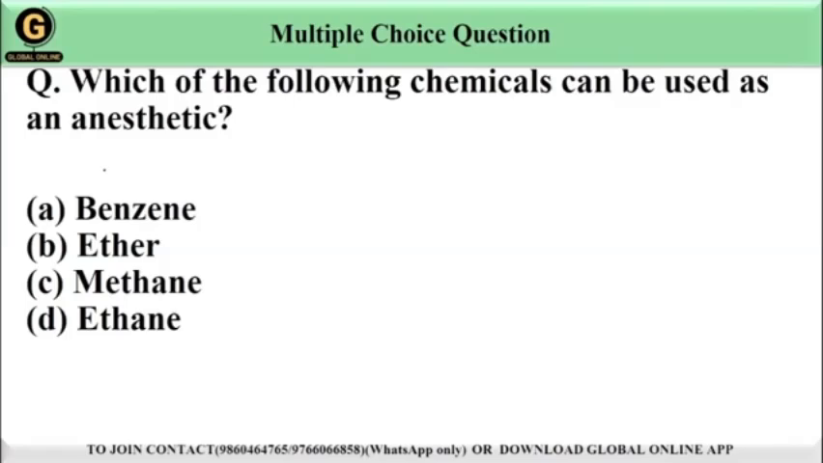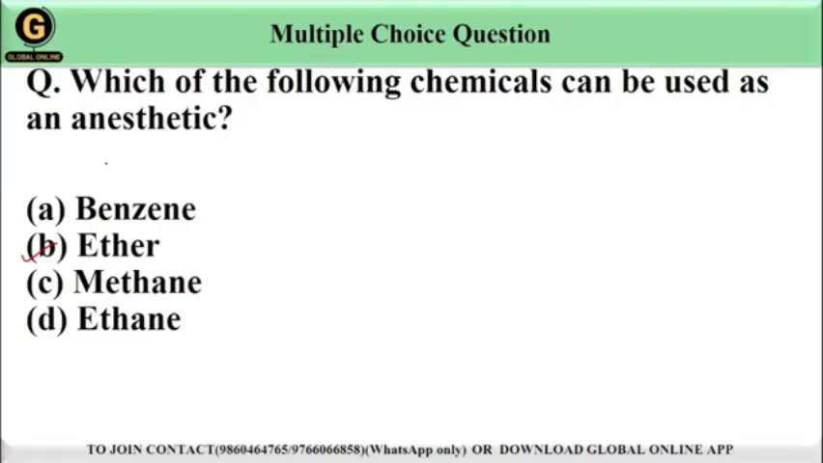Which of the following chemicals can be used as an anesthetic? Options are option A, benzene, option B, ether, option C, methane, option D, ethane. So guys, ether, specifically diethyl ether, was historically used as a general anesthetic because of its ability to induce unconsciousness and reduce pain sensitivity. It was widely used in surgeries before the development of modern anesthetics.